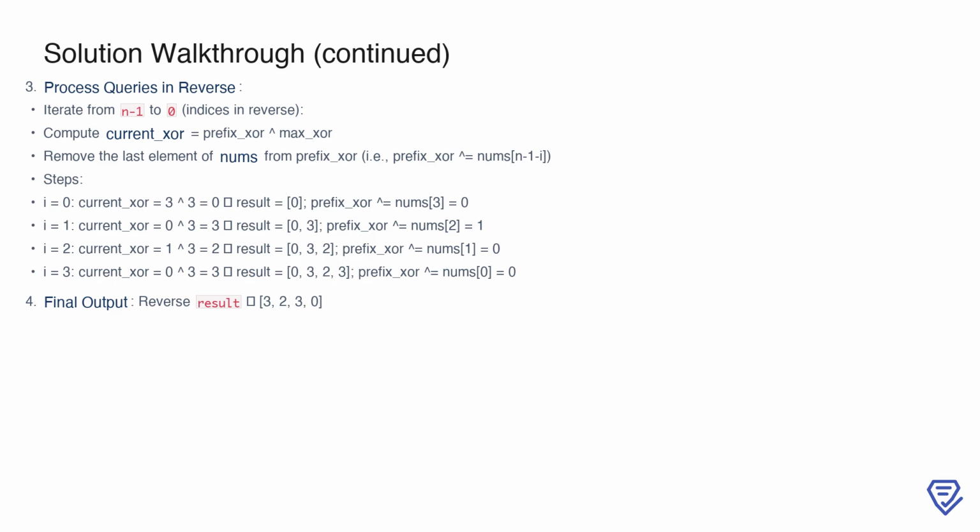At I equals 1, current_XOR is 0 XOR 3, resulting in 3. We append 3 to the result and update prefix_XOR to 1. At I equals 2, current_XOR is 1 XOR 3, which is 2. We append 2 to the result and update prefix_XOR to 0. Finally, at I equals 3, current_XOR is 0 XOR 3, which is 3. We append 3 to the result and reset prefix_XOR to 0. After reversing the result array, the final output is 3, 2, 3, 0.